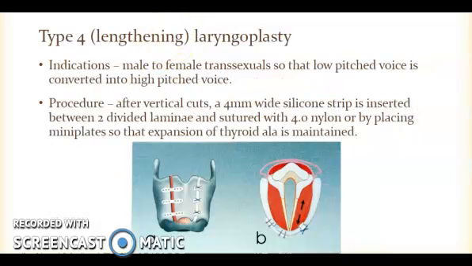Next one is type 4 laryngoplasty or lengthening of vocal fold. This is done again in transsexuals who want to convert their voice, in this case from male to female. So they want to convert the low pitch voice into high pitch voice. The procedure is after vertical cutting, a 4 mm wide silicone strip is inserted between the two divided laminae. So vertically they are cut and sliced. Then one silicone strip will be inserted into that area like this.